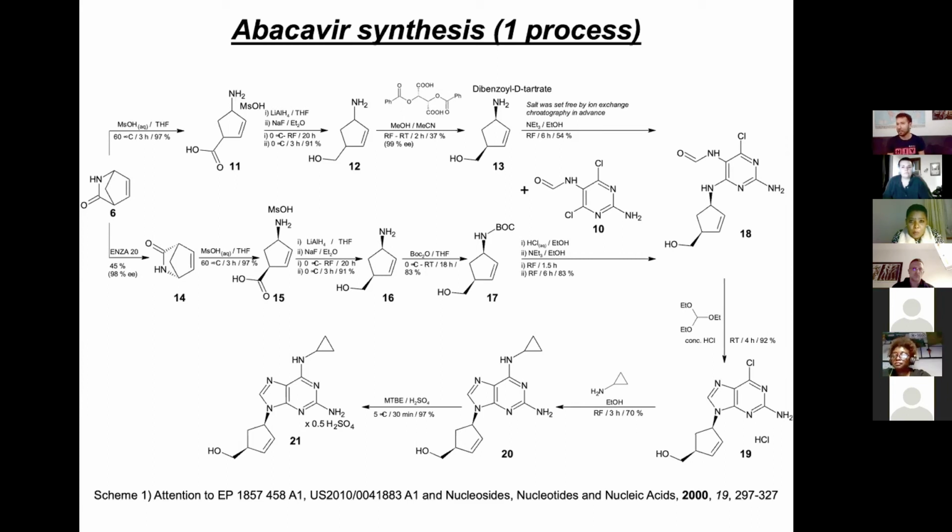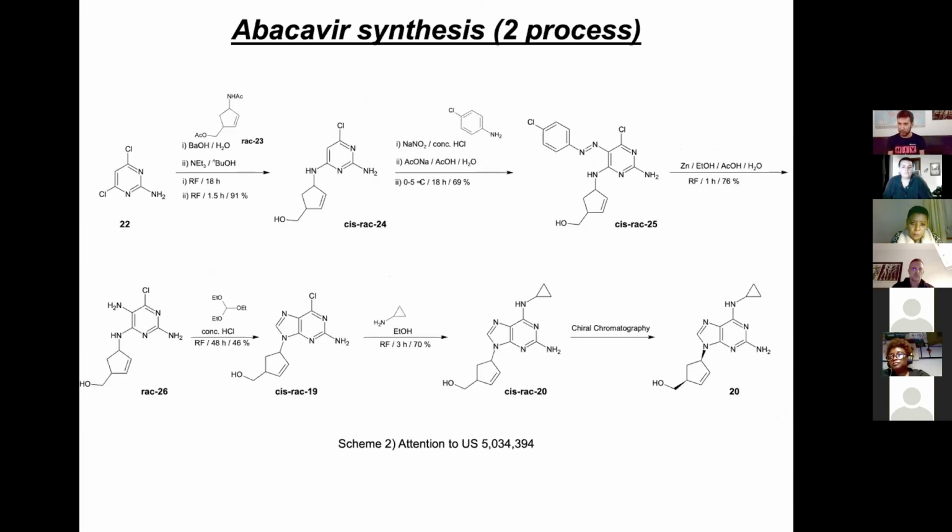And then I say, okay, something is wrong. It means this process with more stages is cheaper than this process with the 6 stages. Something does not fit. And you're right. So this process is very, very expensive because at the end we have a chiral chromatography.